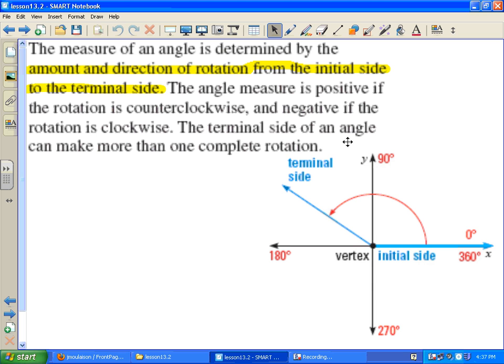The last sentence, the terminal side of an angle can make more than one complete rotation, simply means that I can have angles that measure greater than 360 degrees. If I continued this red arc back around to the initial side so that the terminal side was coincident with the initial side, that would be a 360 degree angle. But I can actually go beyond 360 so that this red arc could rotate an infinite number of times around.